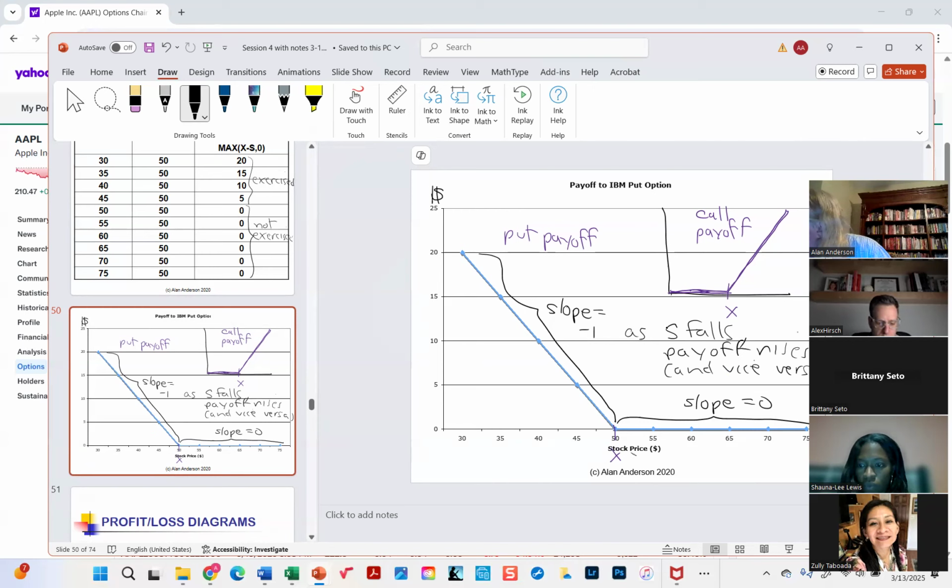And also keep in mind too, that this is the out of the money region. This is often abbreviated OTM. And this is the in the money region. And the X itself is the at the money region.